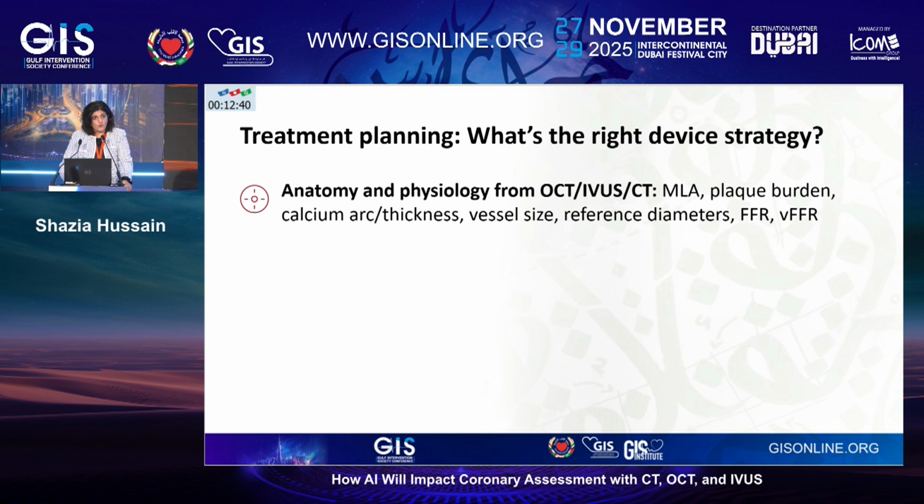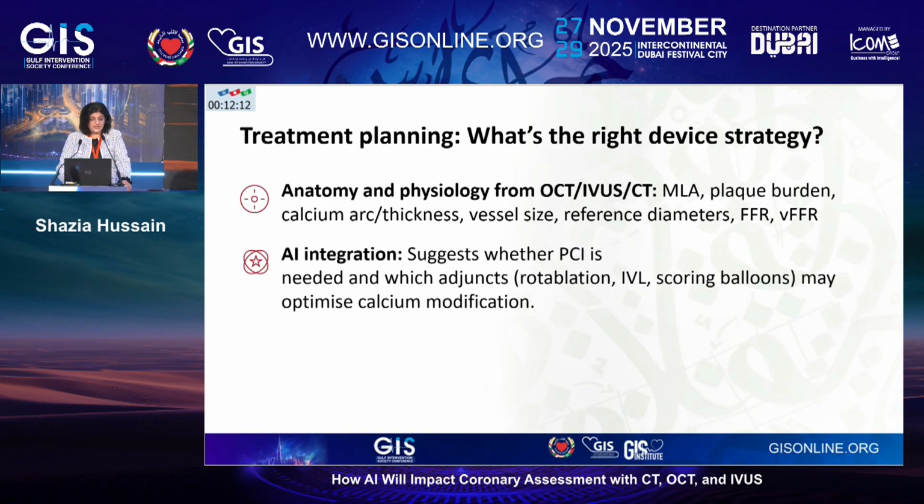And then going on for why we do the lesions, AI can also guide us into what is the most important device strategy. We can use the anatomy combined with the physiology to decide whether we need to do a lesion and also how we do that lesion. So already we've seen the calcium distribution as a guide, and that combined with anatomy is powerful.